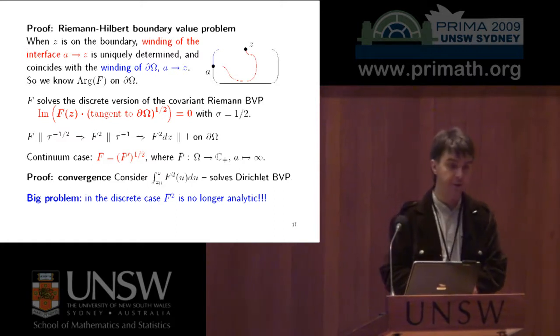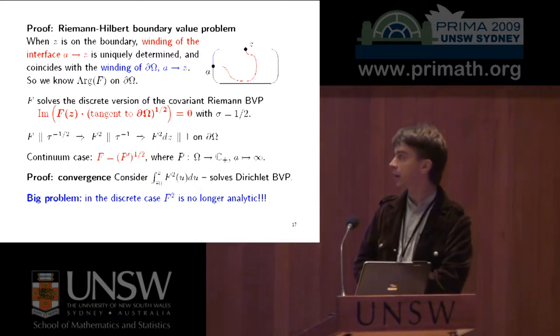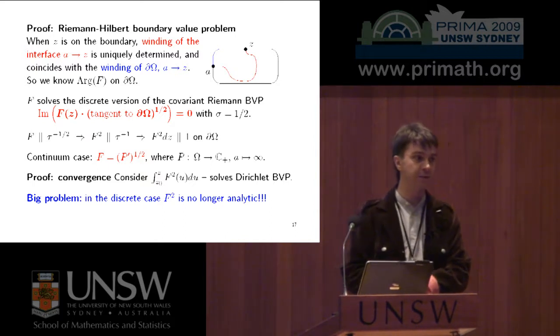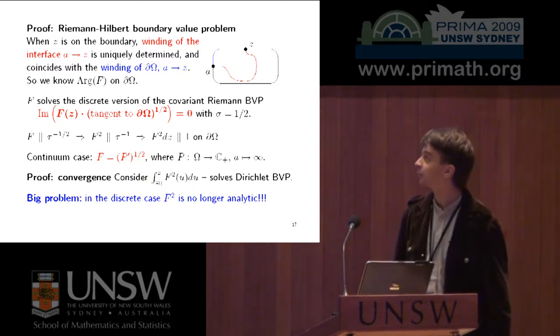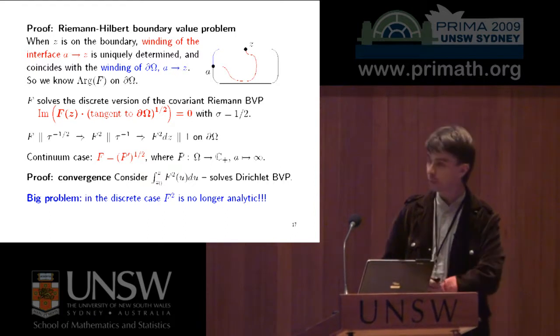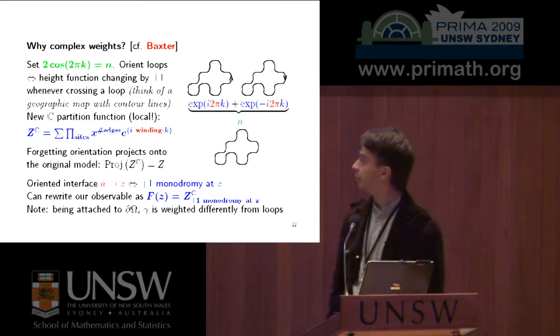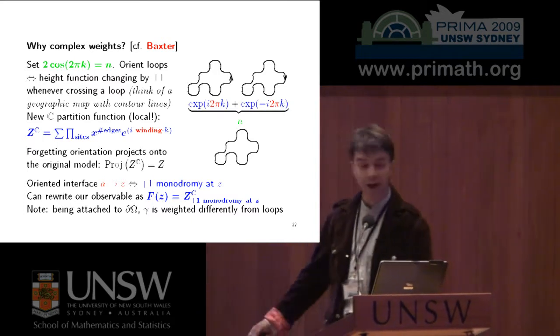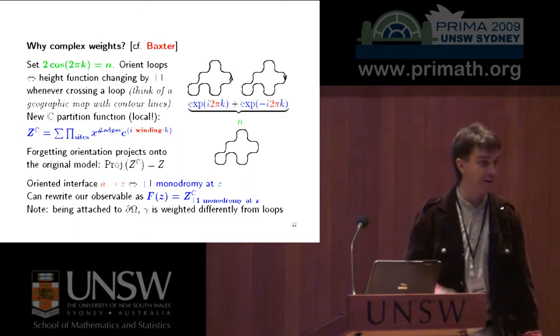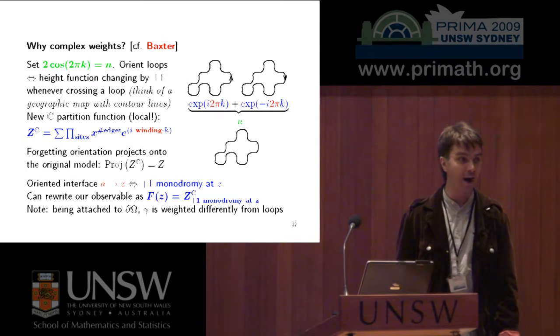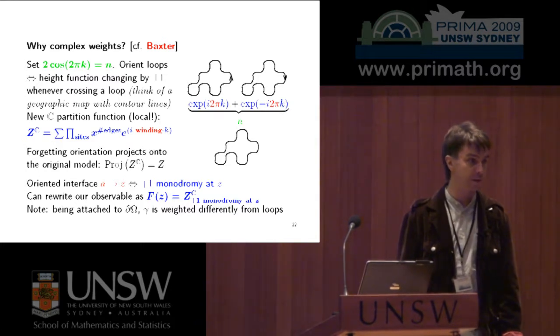The problem is that in the discrete case, f squared is no longer analytic, so we cannot just integrate f squared like that. So this is where the fun part comes in, and that is what I'm not going to speak about. Now, I promised to say a few words, so let me fast forward a little bit. Since the original idea actually comes from Australia, I will say a few words about it. So, why on earth do we consider complex weights?